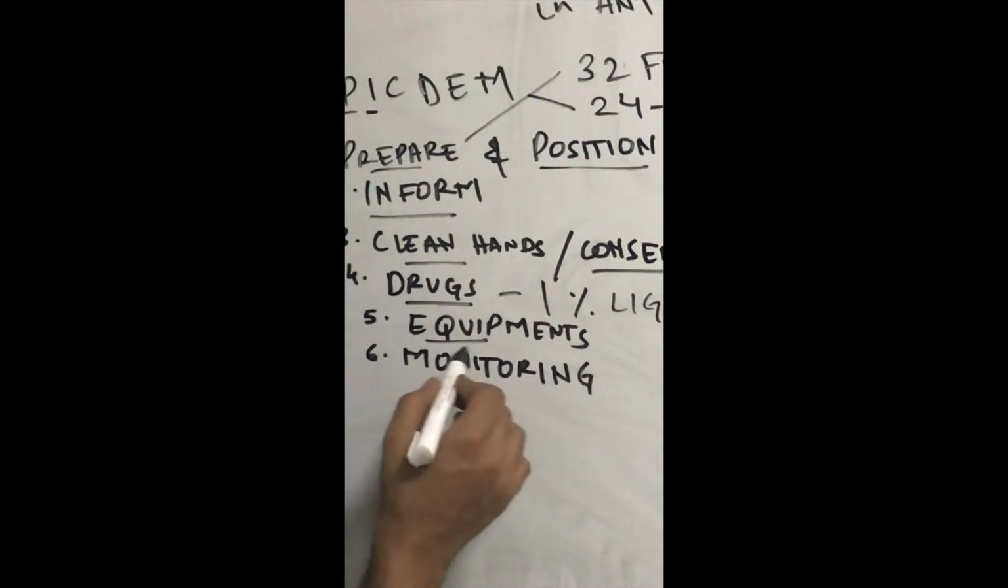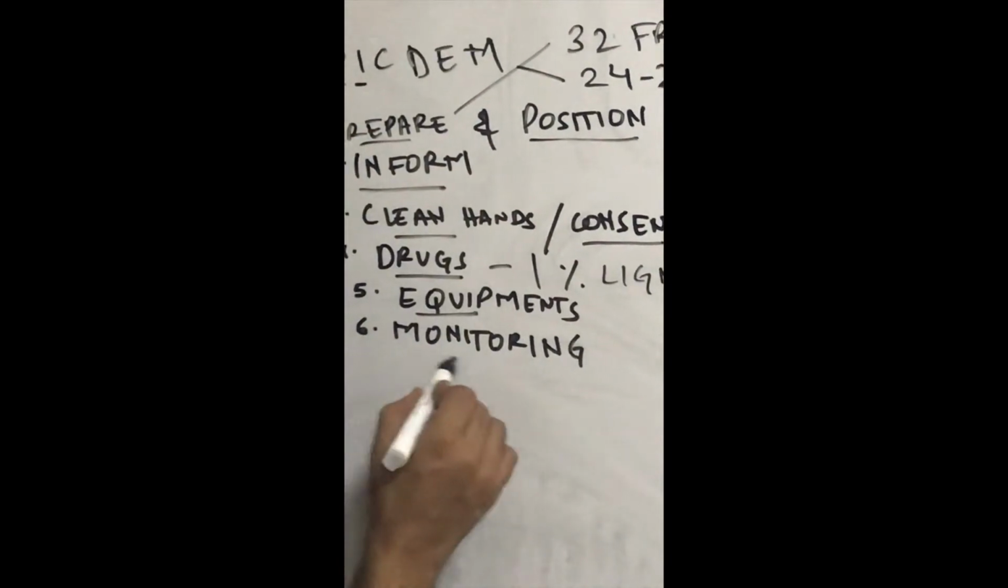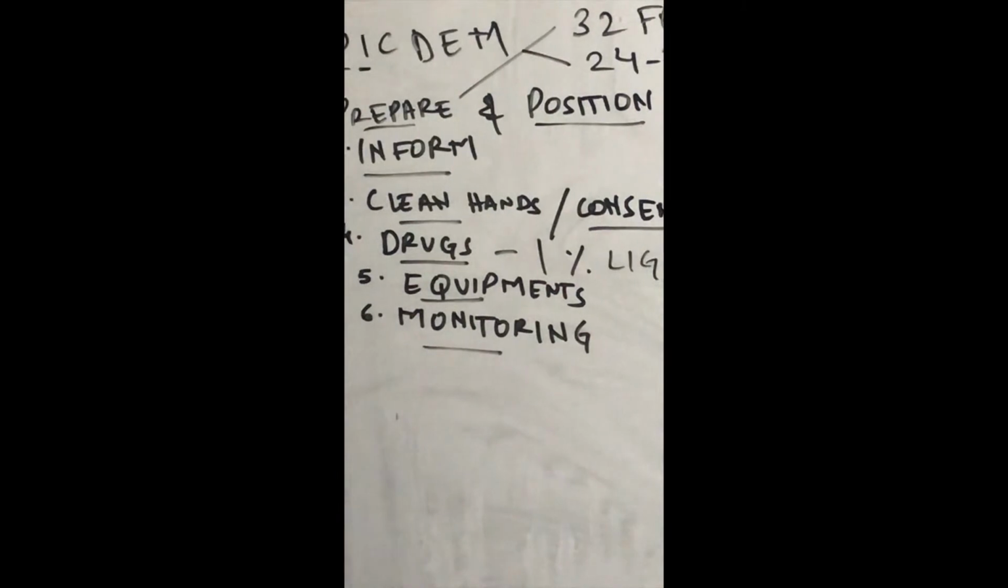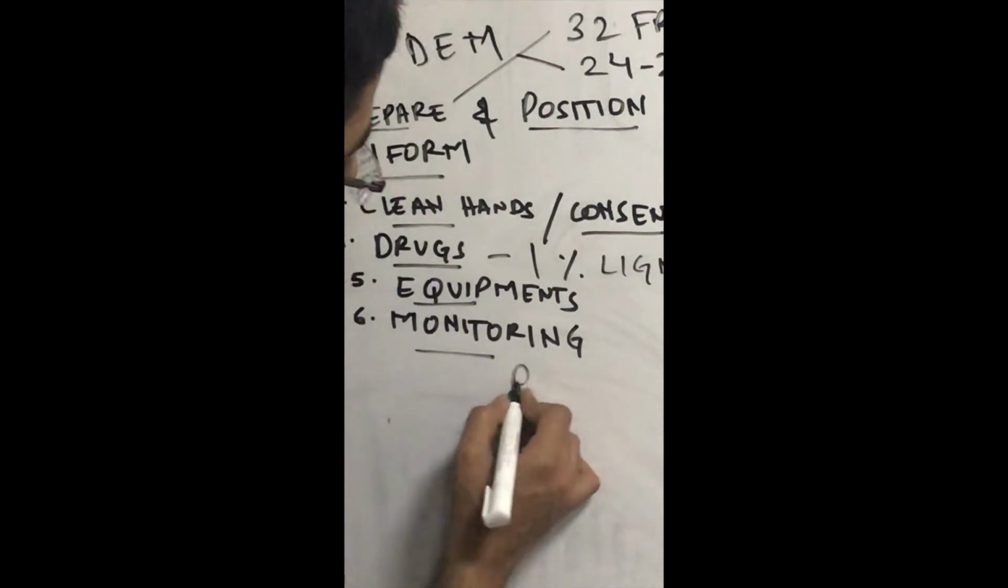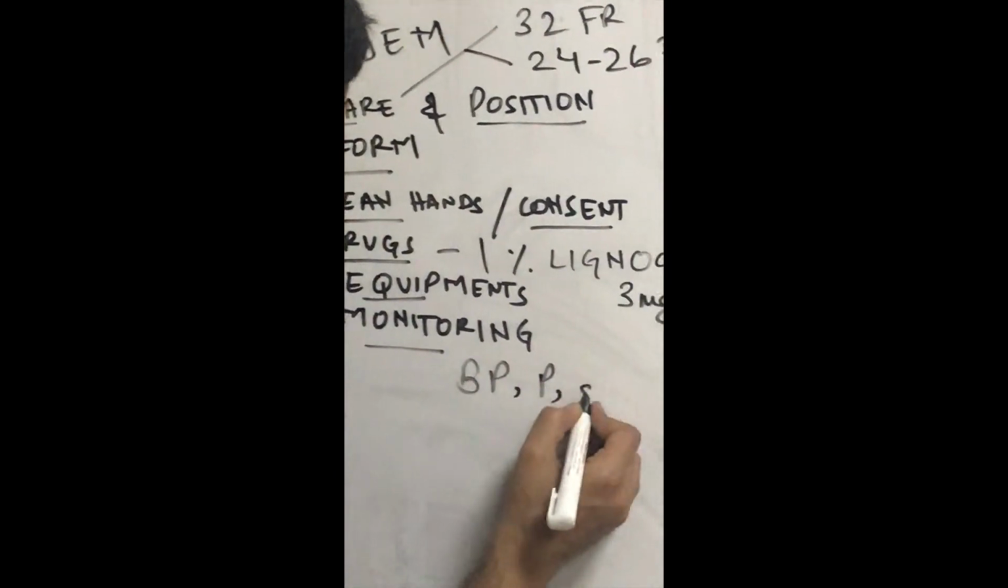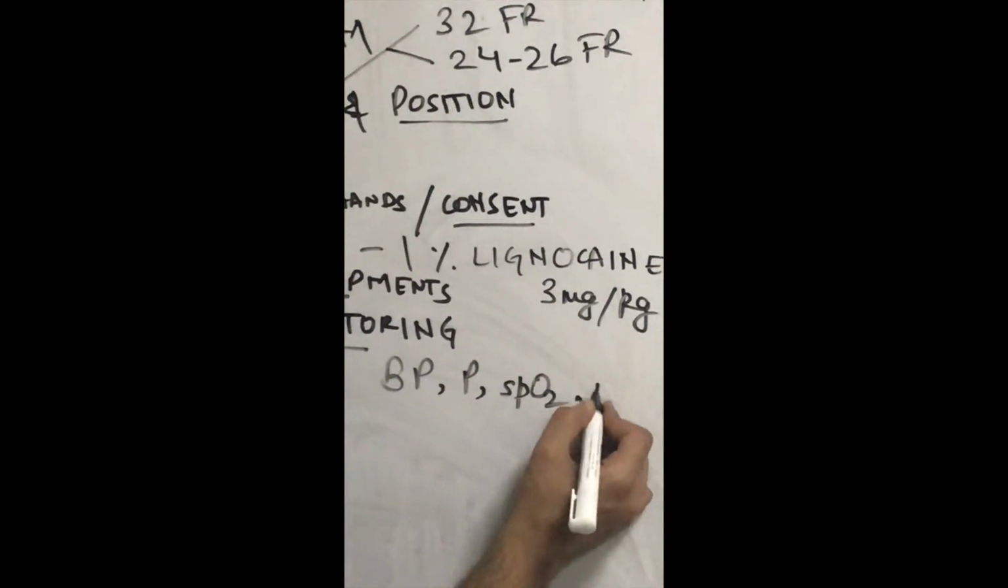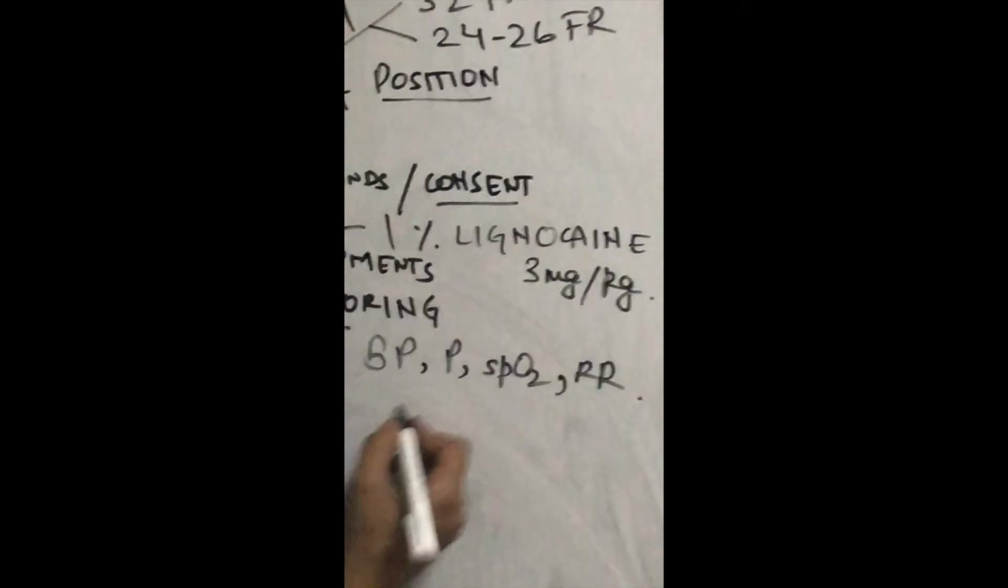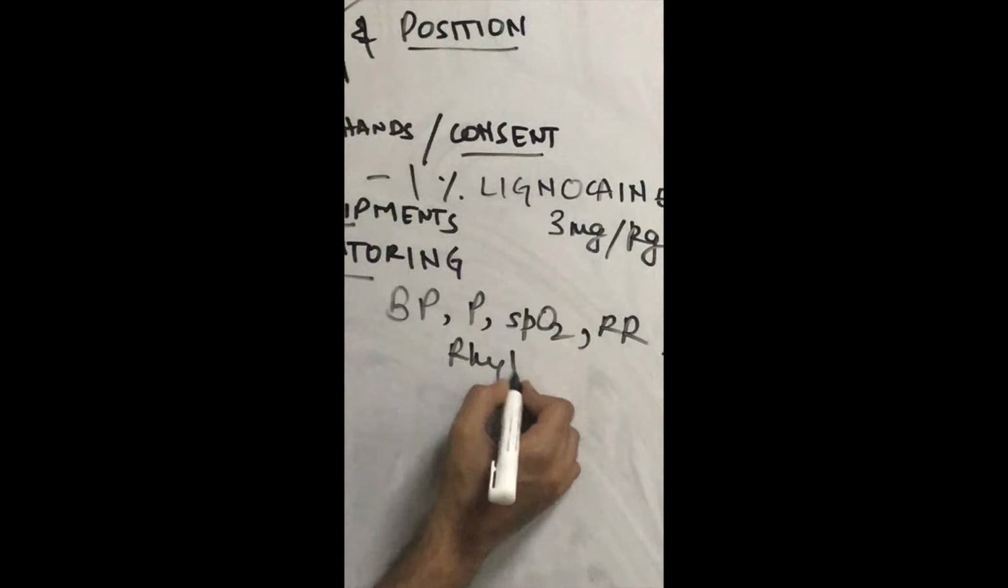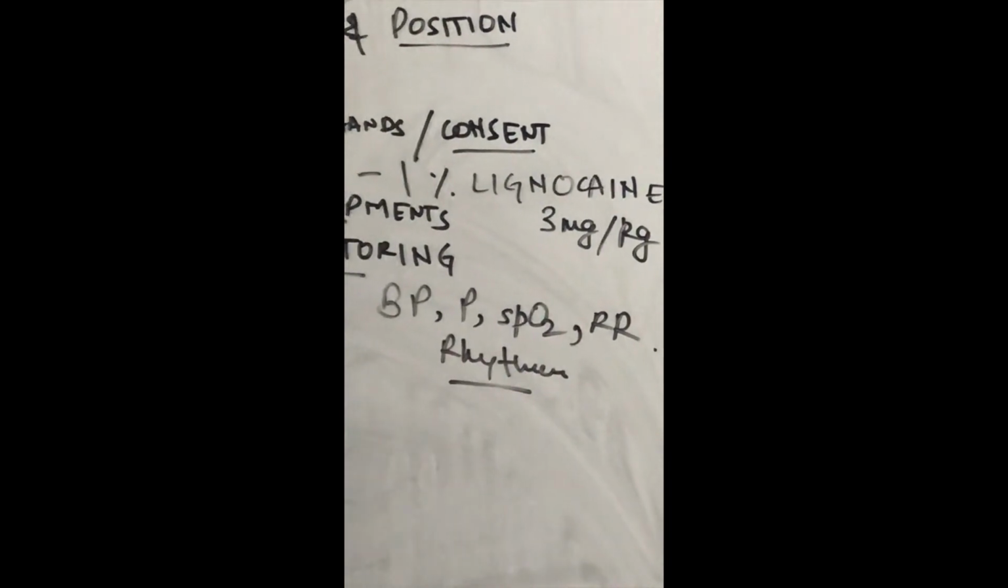Any procedure, chest tube insertion especially, is done with monitoring. So we need chest leads on, we need a blood pressure, pulse, saturation, respiratory rate, and a rhythm on the monitor while doing the procedure.